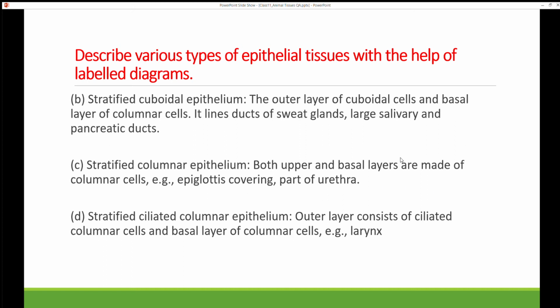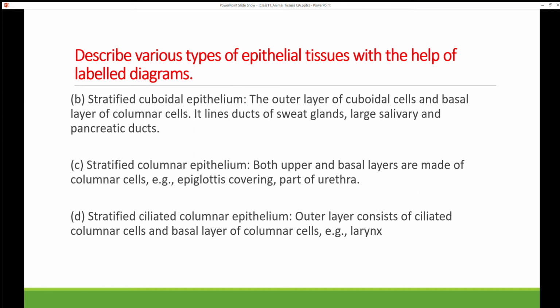Again, stratified cuboidal, stratified columnar, stratified ciliated. Same like that, simple columnar, simple ciliated, simple. You make differences between these columns. If you keep your own mind map, then you will find the differences easy to remember. It won't come in one day, so do your hard work.